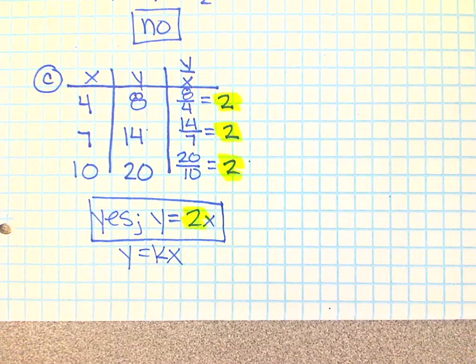Alright, those are the examples of direct variation. Now we've got to do indirect. Not as bad though. Pretty simple. Okay? Here we go.